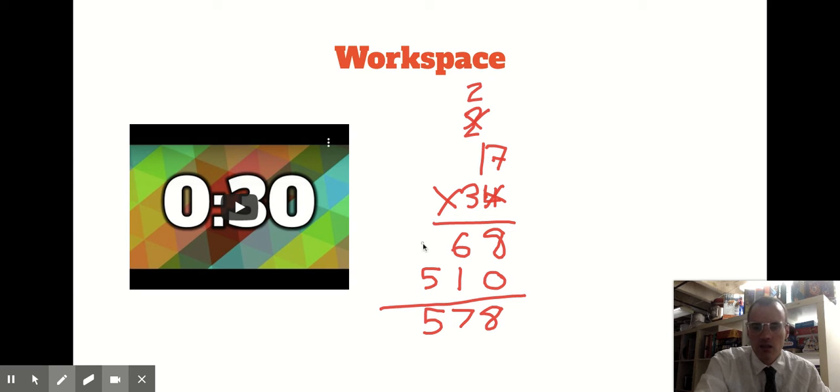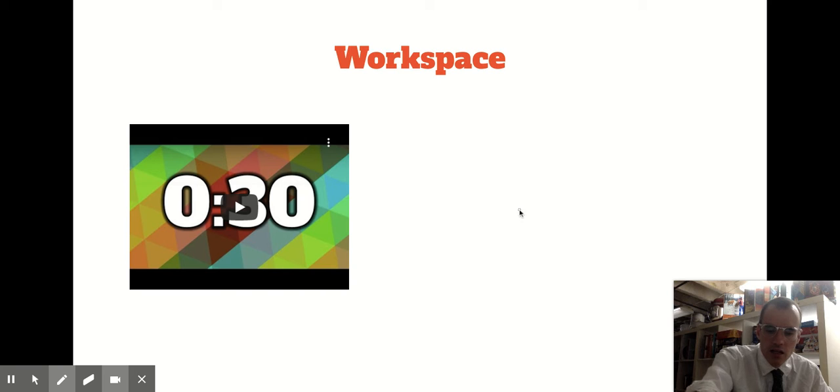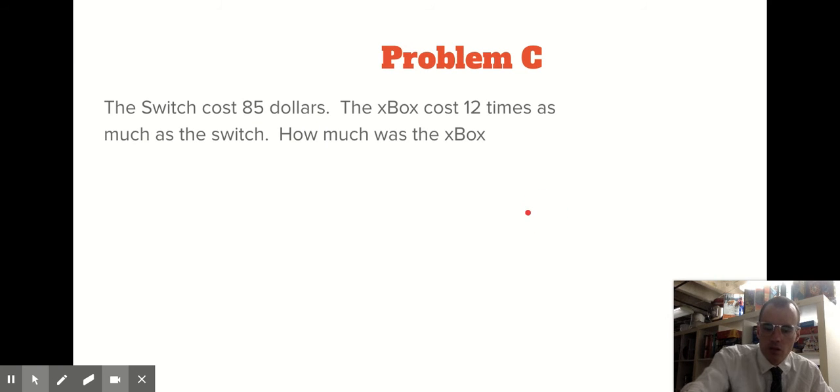No matter how many digits there are at the bottom, you're just going to keep following that pattern as you go through. So let's get rid of all this. Let's go on to the next one, okay? This one is geared for all you gamers out there. The Switch costs $85. The Xbox costs 12 times as much as the Switch. How much was the Xbox?